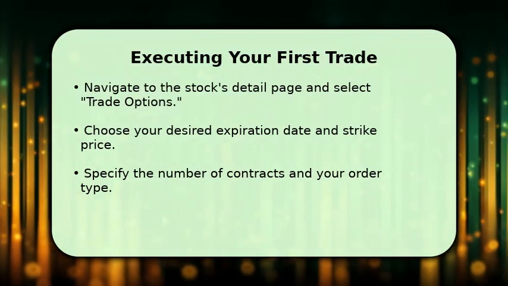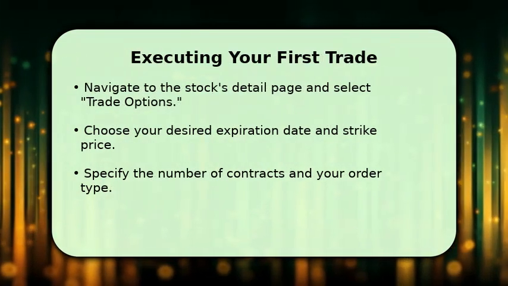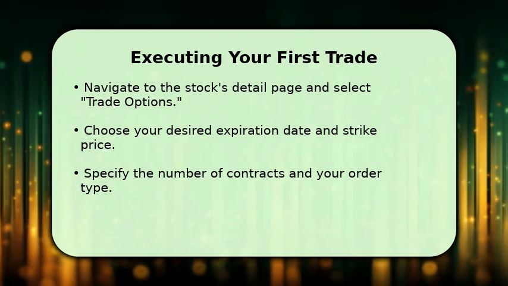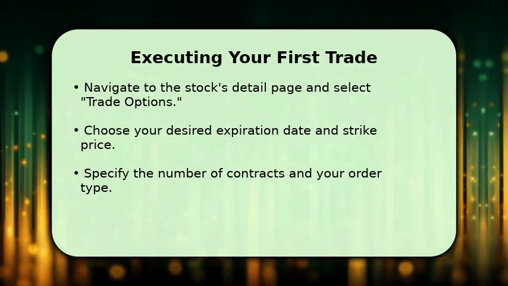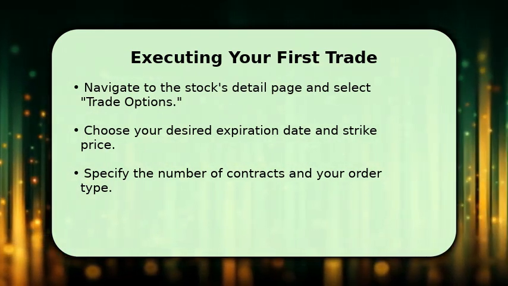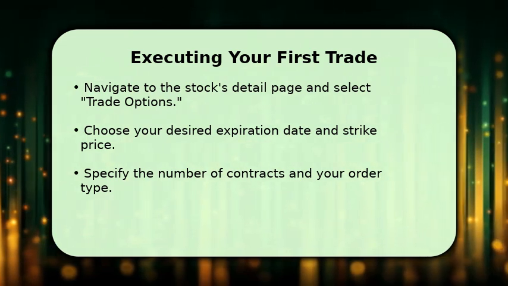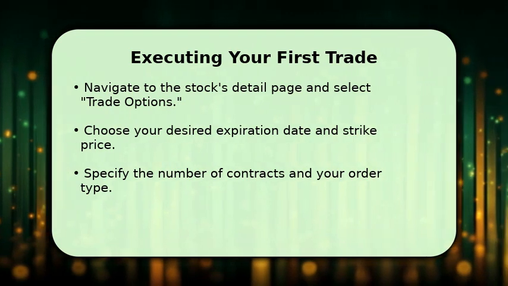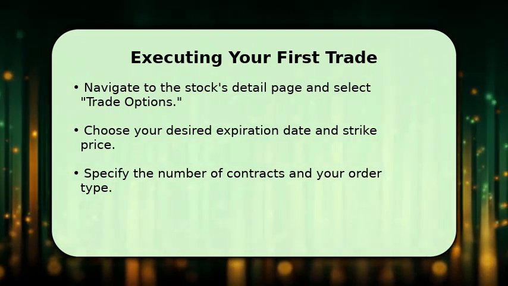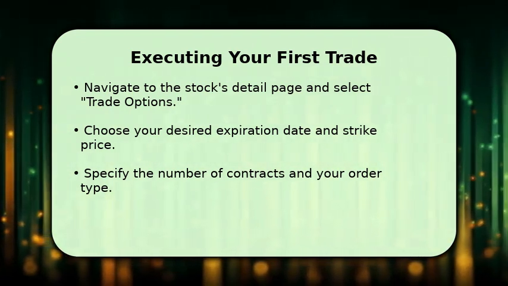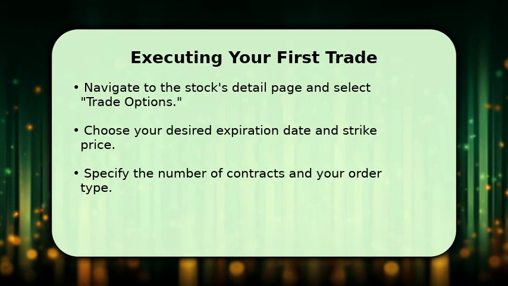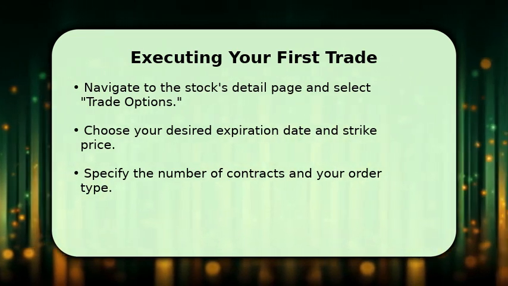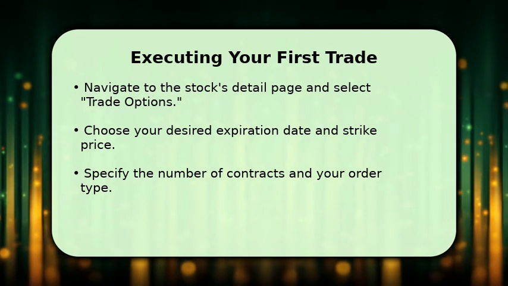Now let's place a trade. Find the stock you're interested in on Robinhood and tap Trade Options. You'll then see a chain of available options. Select your preferred expiration date and the strike price that aligns with your strategy. Next, specify how many contracts you wish to buy. Remember, each represents 100 shares. Finally, choose your order type, like a limit order, and review before submitting.